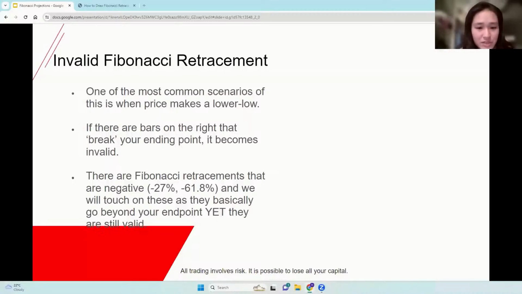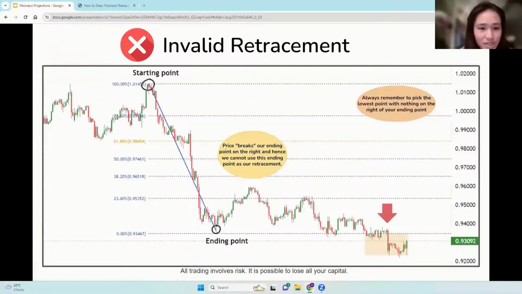There are Fibonacci retracements that are negative. Previously we talked about Fibonacci expansions that are minus 27 and minus 61.8. Even though those break below the 0% level, those are still considered valid. I'll touch on those in a little bit. But this is the example of an invalid retracement.